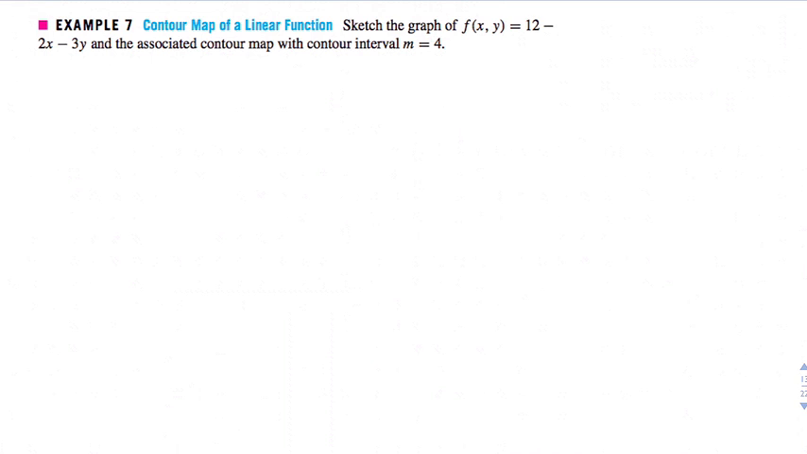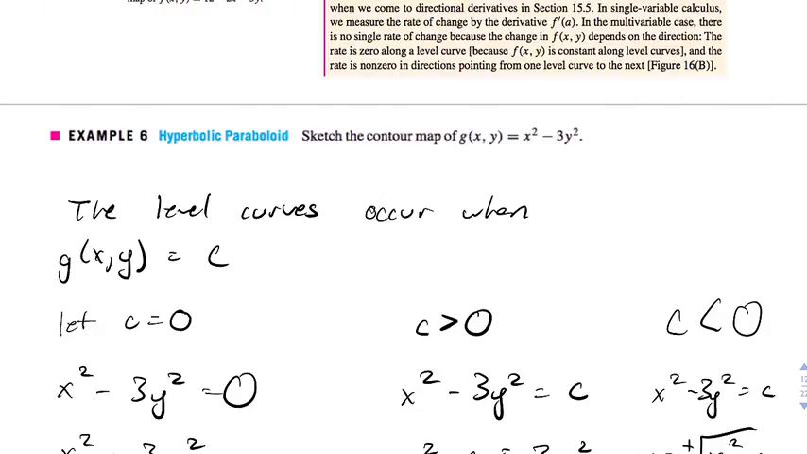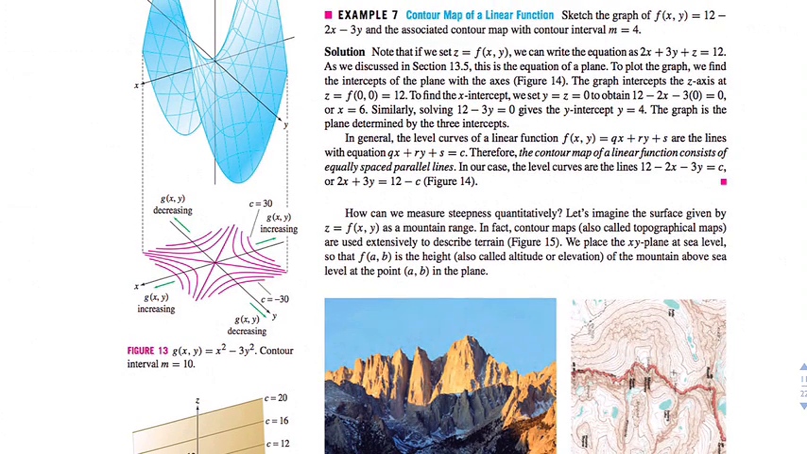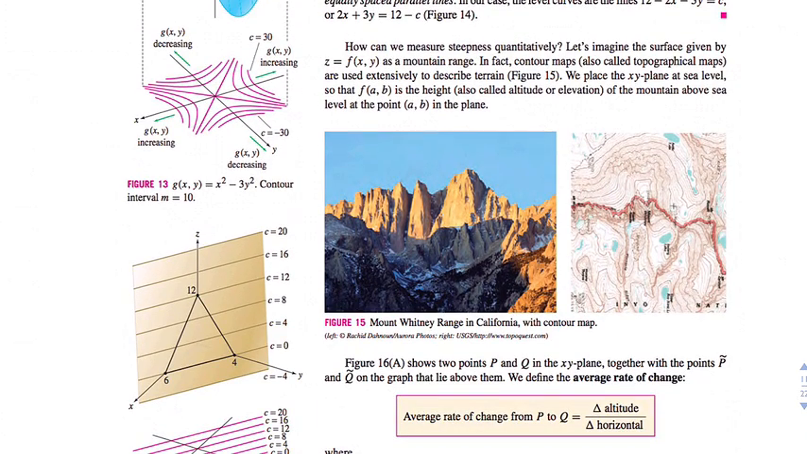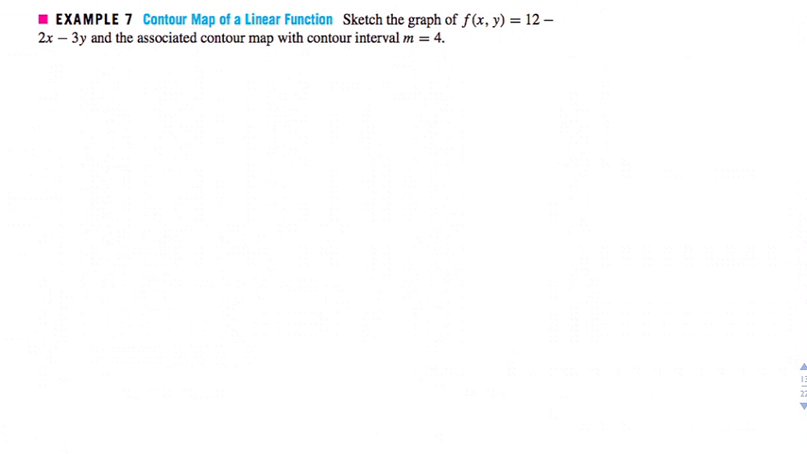So this one says sketch the graph of f(x, y) = 12 - 2x - 3y and the associated contour map with the contour interval. So we want to have an interval of 4. Oh, in steps of 4? Okay. So when it says the contour interval, we're just talking about, between tick marks, we have 4 units.